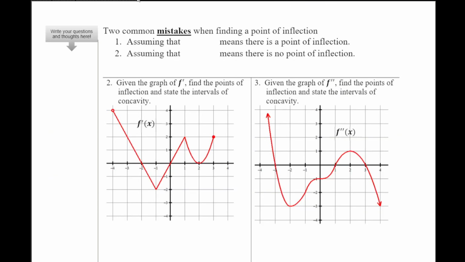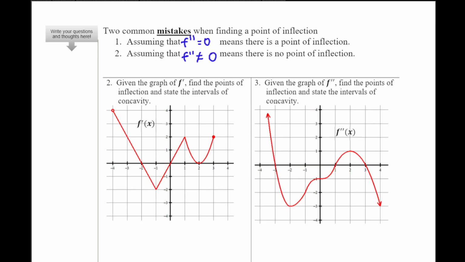All right, there are two common mistakes when finding a point of inflection. First of all, mistake number one: assuming that because f double prime is equal to 0, there's a point of inflection. When f double prime is 0, you could have a point of inflection as it's a candidate, but you're not guaranteed an inflection.